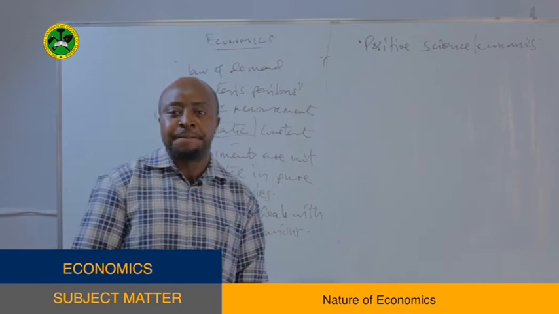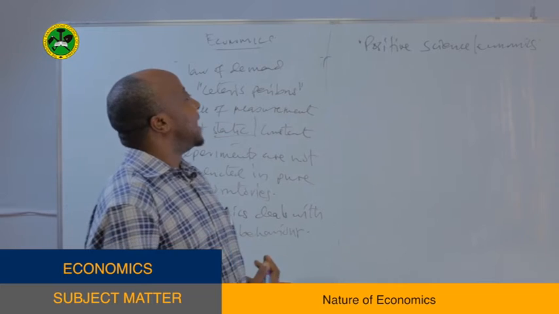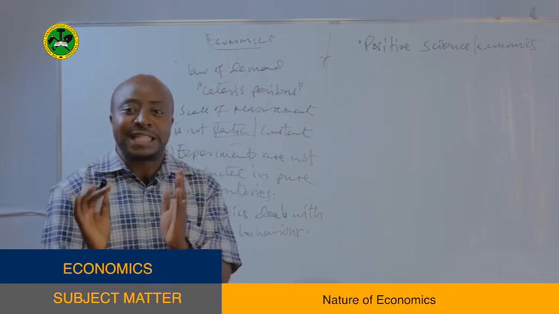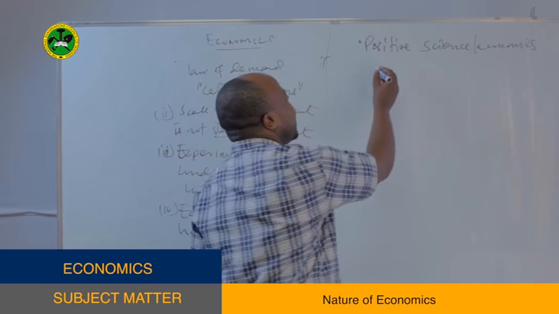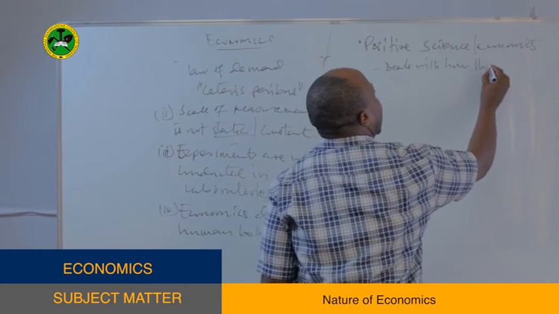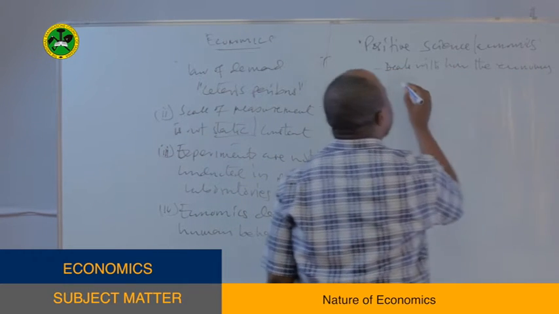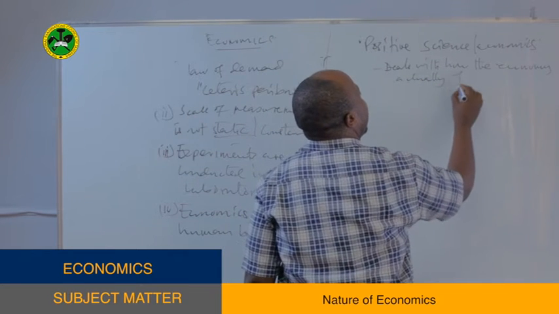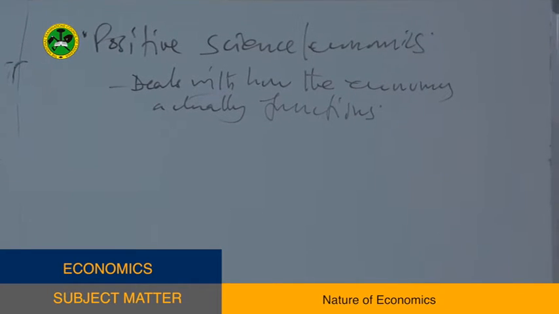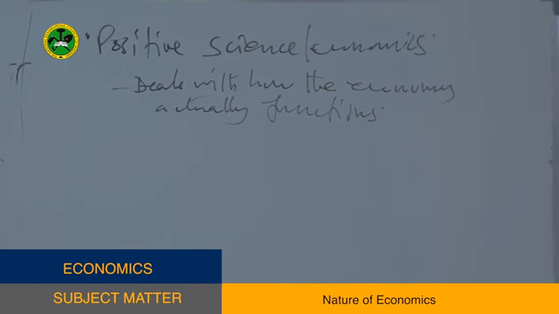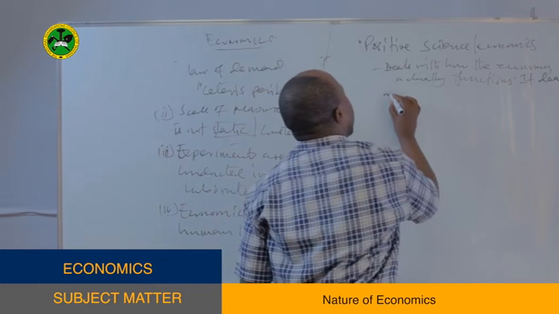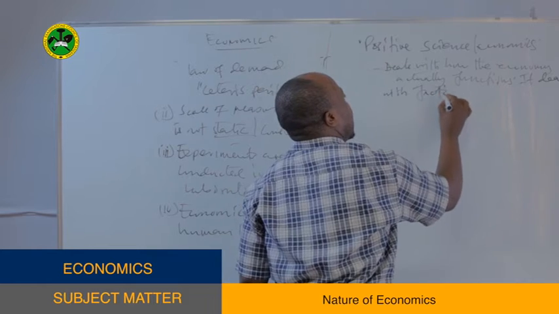What is a positive science? Now, a positive science is a part of economics which is explaining how the economy is actually functioning. It means this one deals with how the economy actually functions. It is a branch of economics which is dealing with the facts. It deals with the facts or realities.